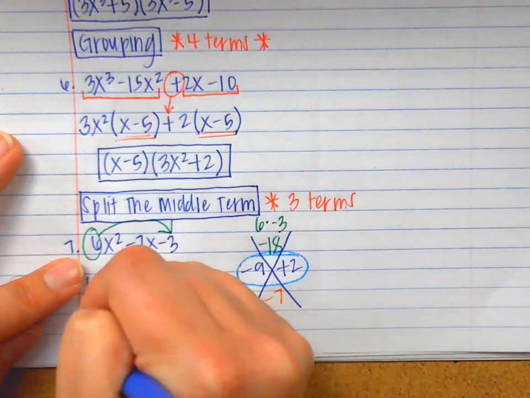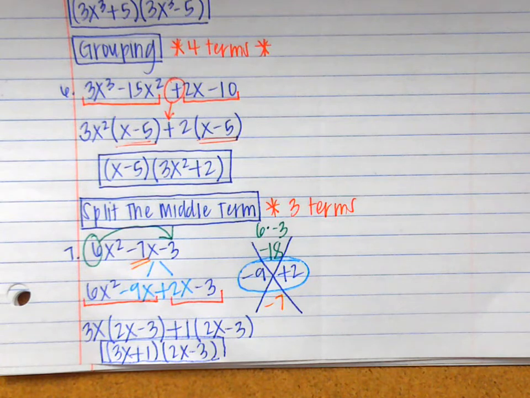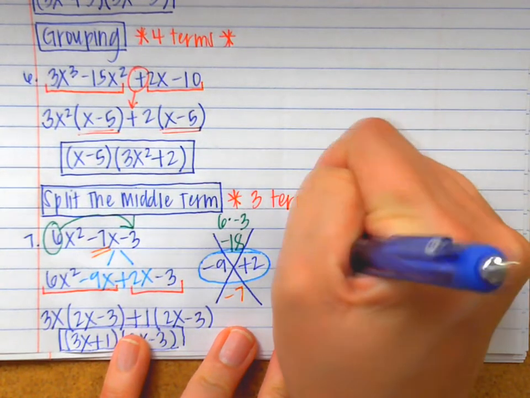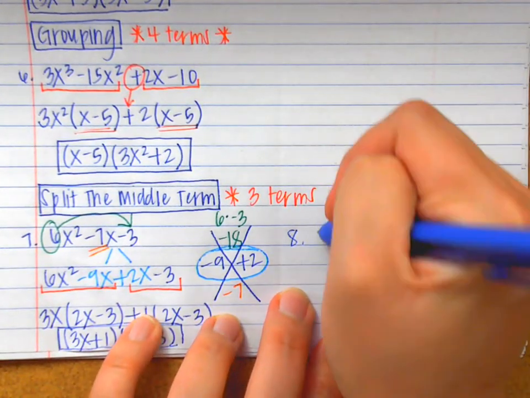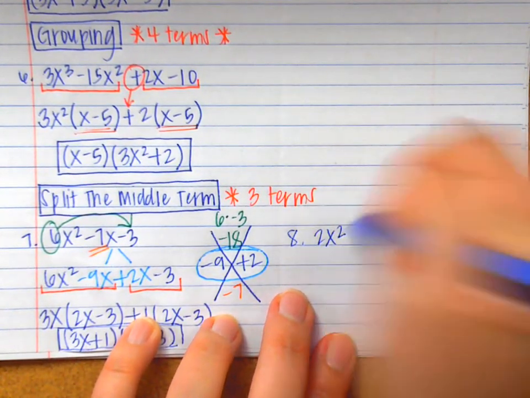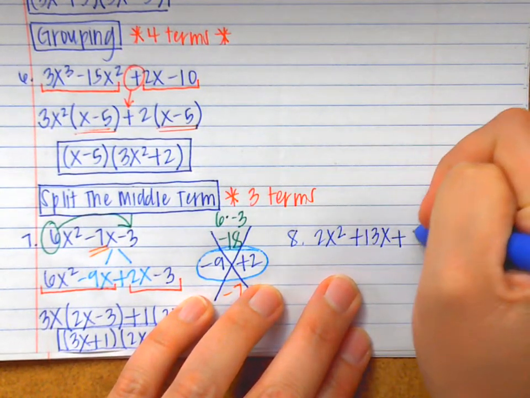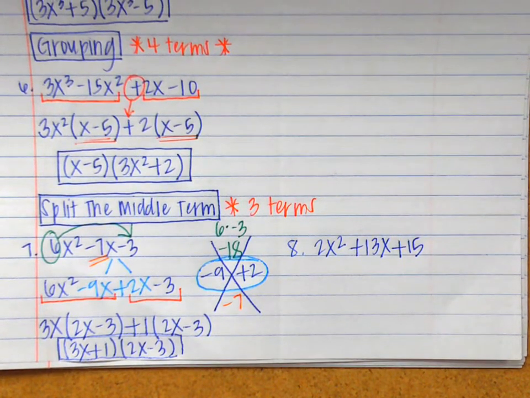So I'm hoping this is kind of coming back to you. You're feeling good about doing those problems. So what I'm going to have you guys do, I'm going to give you guys this one, and I want you guys to try this one on your own. Okay, so this one is going to be 2x squared plus 13x plus 15. So pause me here, try it on your own, and then come back and check your work. Check to make sure you did it correctly.